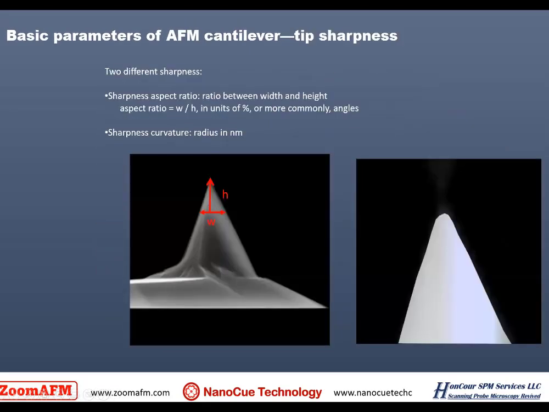Okay, I'm going to skip all these and go to some of the parameters of the cantilever. So we want to have a sharp cantilever, but we're going to define what is the so-called sharpness. Sharpness has two different ways to describe. One way is the aspect ratio, which is height divided by the width. That describes how steep this cantilever is. And this is important if you want to use the cantilever to image something that has a deep hole in it. And we also describe the very end of the cantilever as if it is part of a sphere, and the radius of the sphere is the indication of sharpness.